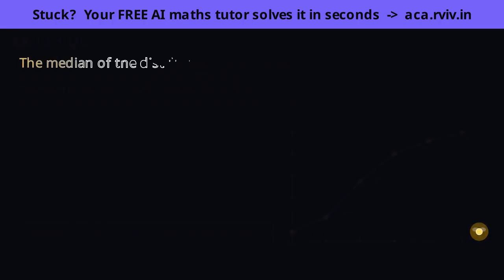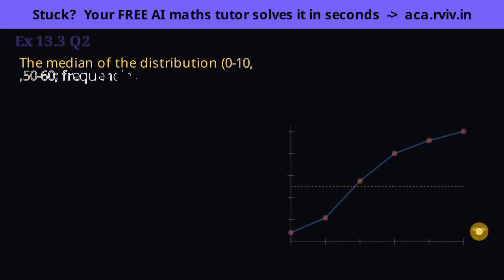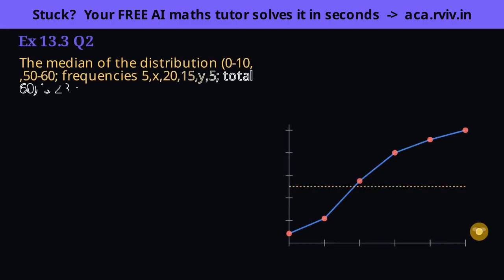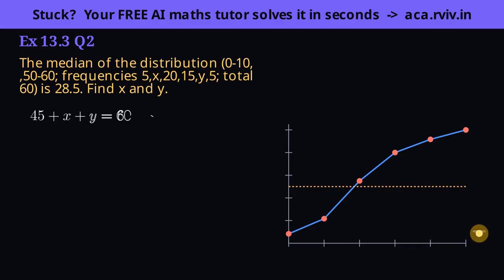Median given, 2 unknown frequencies, so we need 2 equations, and the data hands us both. 2 unknowns, x and y, so we hunt for 2 equations. The first is always free from the total. The known frequencies add to 45, and everything must total 60, so x plus y equals 15. The second equation comes from the given median.